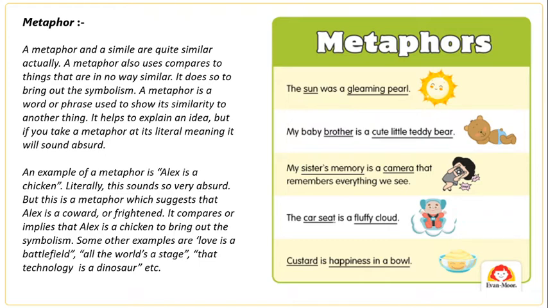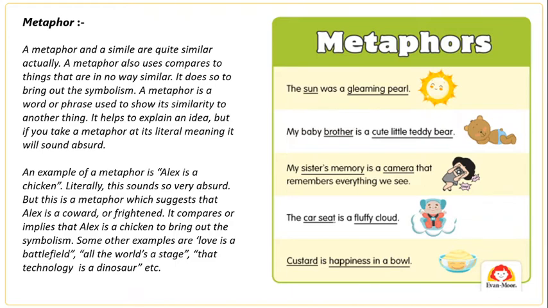So it will sound absurd, which means there is a dual meaning. An example of metaphor is Alex is a chicken. Literally, this sounds very absurd, but this is a metaphor which suggests that Alex is a coward or frightened. It implies that Alex is a chicken to bring out the symbolism. Some other examples are: love is a battlefield, all the world's a stage, technology is a dinosaur.